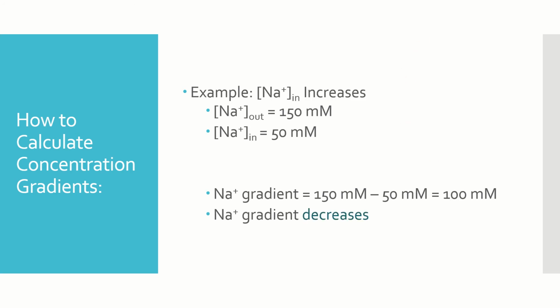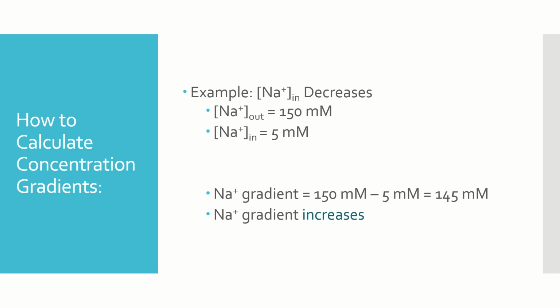So let's say that the internal sodium concentration increases. So instead of starting at 15 millimolar, like we had before, 15 millimolar on the inside and 150 on the outside, now we have 50 on the inside and 150 on the outside. So now our new math is 150 minus 50. Now it's at 100 millimolar instead of 135. So the gradient decreases. We go from 15 on the inside, where we have lots of sodium moving in, to 50. Now we have sodium moving in at a slower rate because the gradient is not nearly as steep.